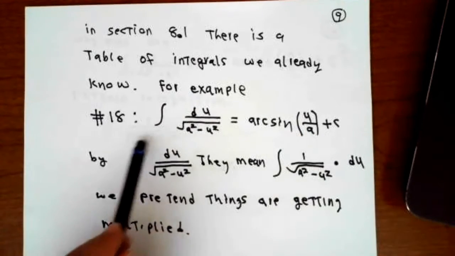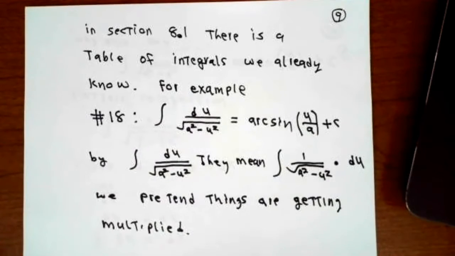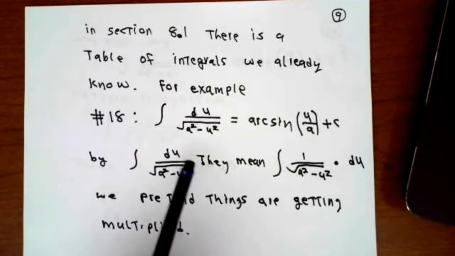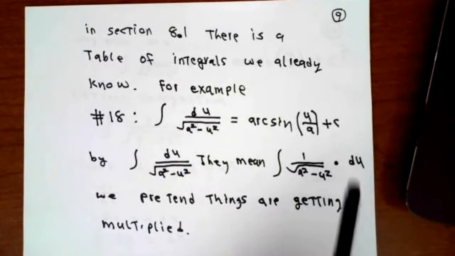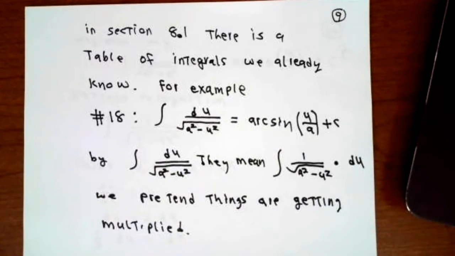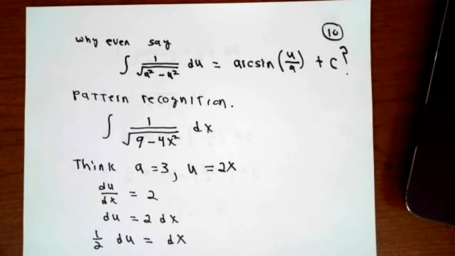When they write this, what they really mean is the integral of 1 over radical a squared minus u squared integrated with respect to u, but because we pretend these things are fractions and things are getting multiplied together, if you follow that convention, then this obviously means this. It looks a little strange though. Why write it that way? It's to help you enhance your pattern recognition.